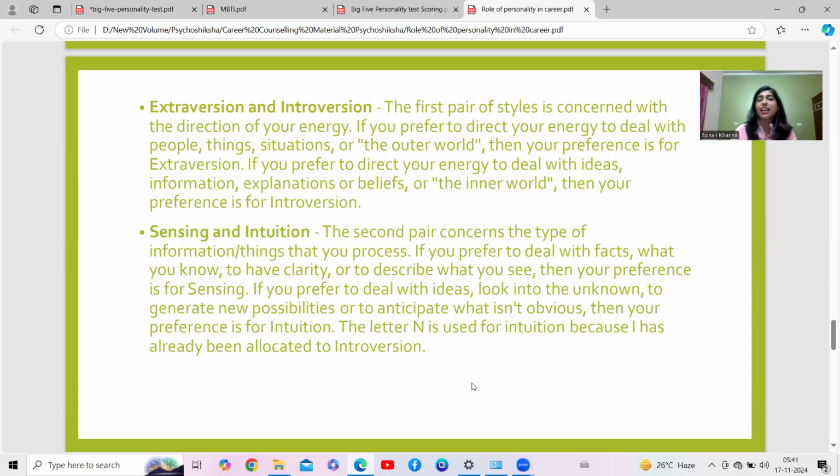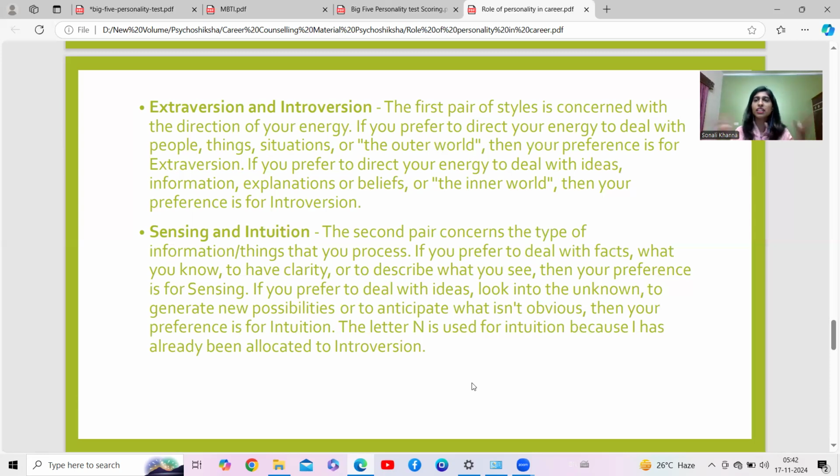The next is sensing and intuition. The second pair concerns the type of information that you process. If you prefer to deal with facts, you have clarity, you describe what you see, then your preference is for sensing. If you prefer to deal with ideas, look into the unknown to generate new possibilities or to anticipate what isn't obvious, then your preference is for intuition. The letter N is used for intuition because I has already been allocated for introversion.